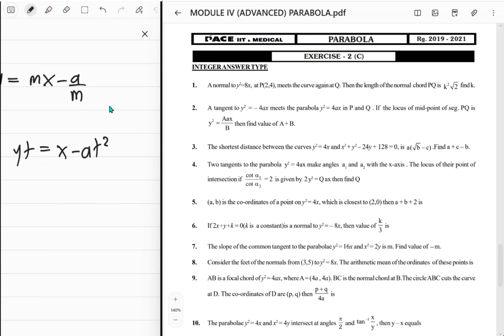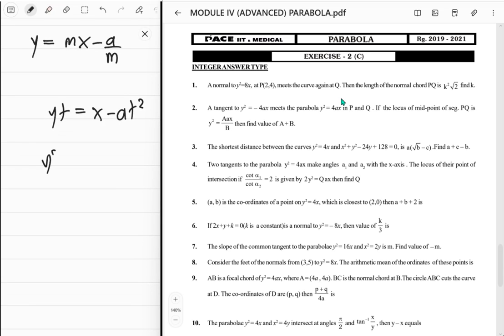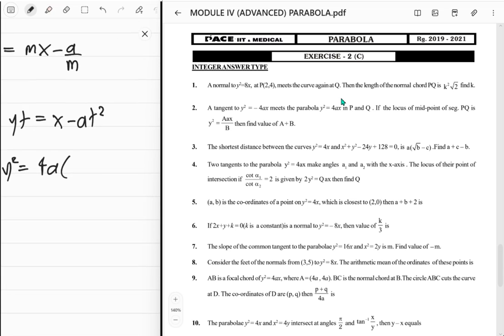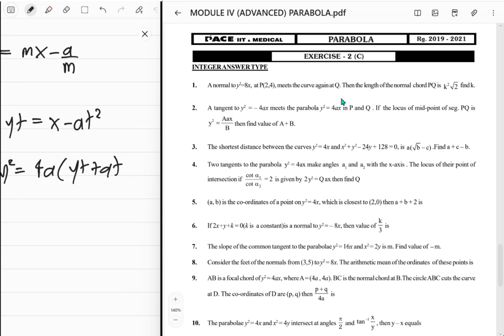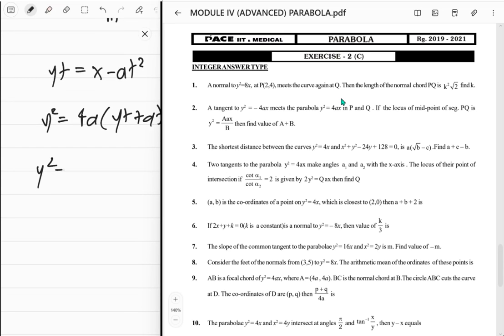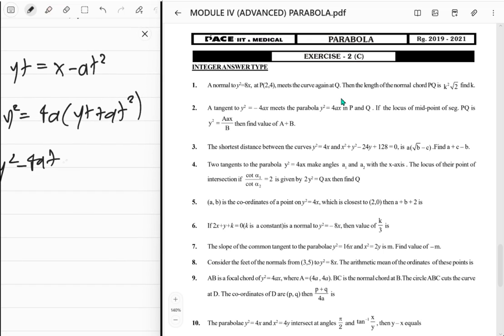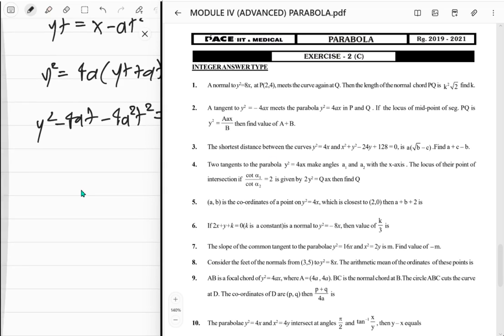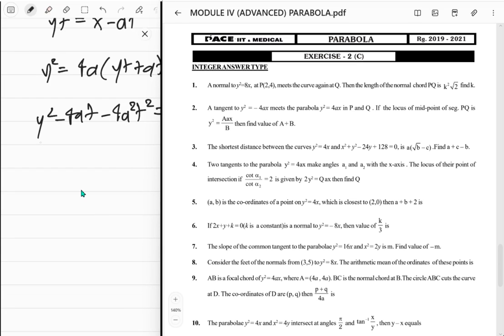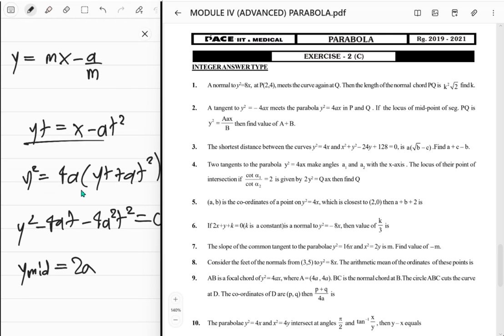So just put x equals yt plus 2at squared... into this. So it's going to be y squared equals 4a times x, which is yt plus at squared. So y squared minus 4at y minus 4a squared t squared equals 0. So (x1, y1) and (x2, y2) are the roots of this equation. So of course y1 plus y2 has to be 4at, half is 2at. So y mid is 2at, and the midpoint actually lies on this thing, right?